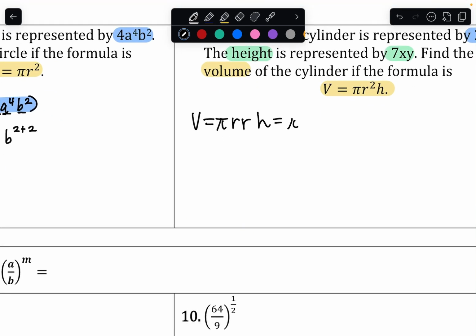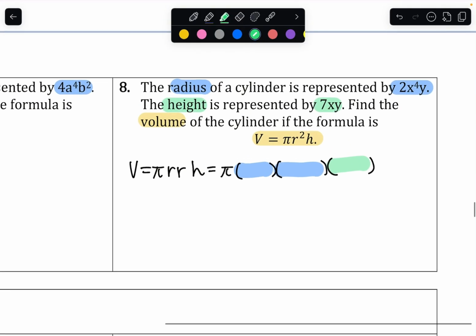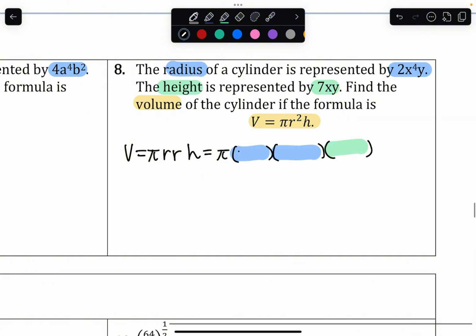Okay, and so they gave me expressions for r, and they gave me an expression for h. And so r gets written twice, and then h will be written once. Pi r r h, and pi is just along for the ride. Okay, and so I have 2x to the 4th y, 2x to the 4th y, that's my radius, and then my height is just 7xy.